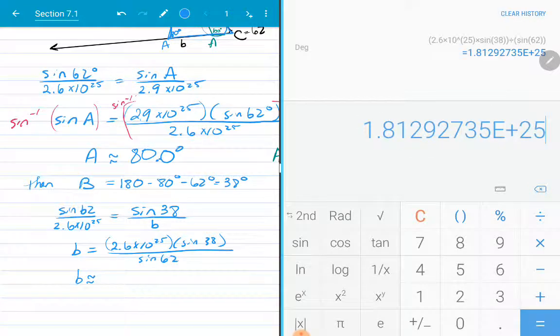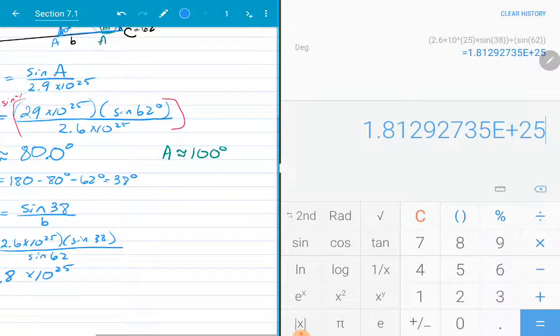Which leaves me with a B side of 1.8 times 10 to the 25th. That's what this E plus 25 means. It means times 10 to the 25th. It means move the decimal over 25 times. So it's a really, really big number. All right, so that's one of our options, where we got all our angles and all our sides. Okay, now let's go over to this other option.